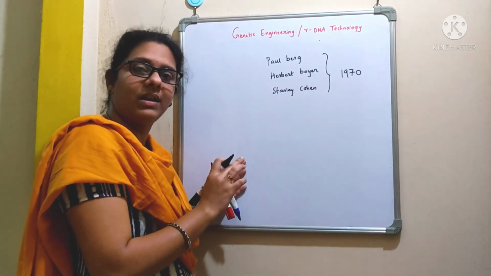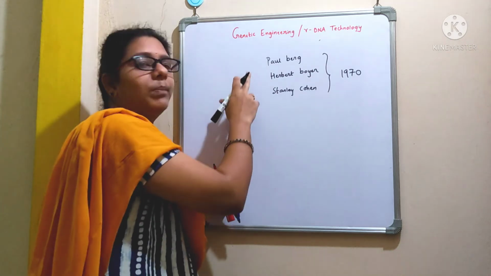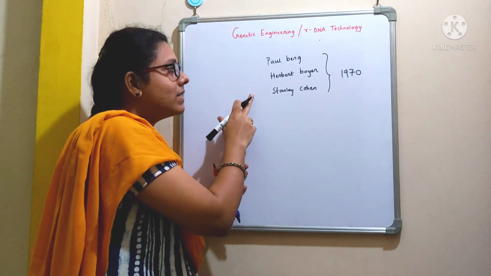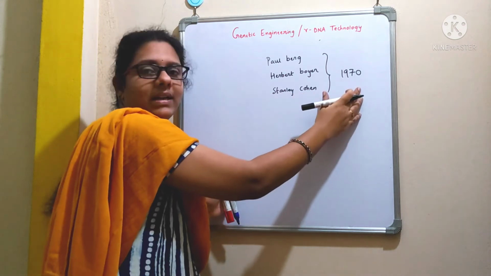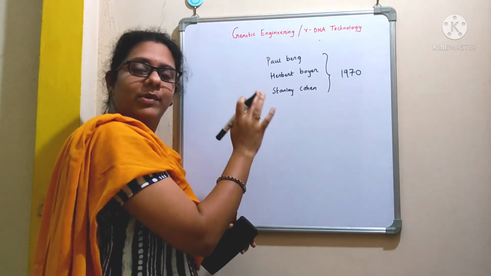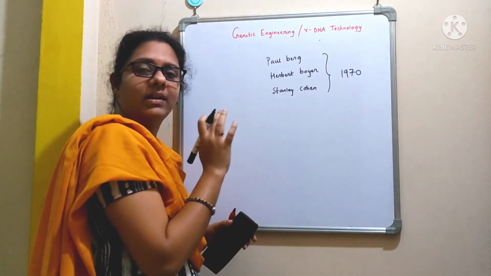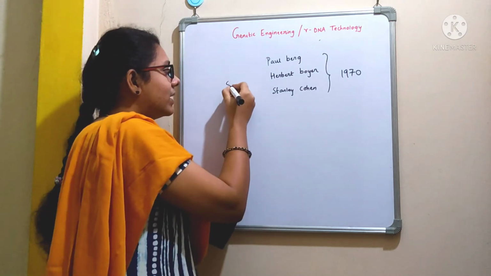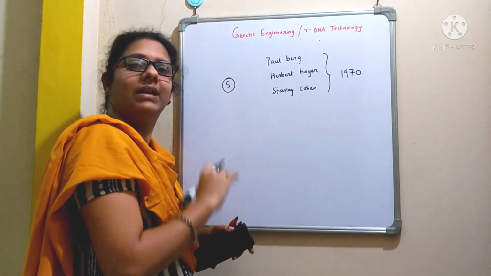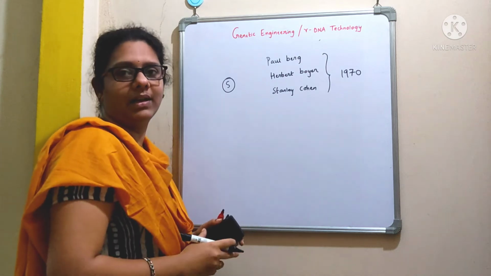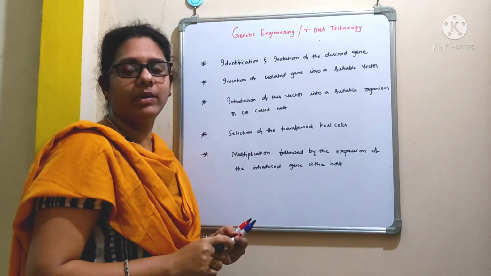This recombinant DNA technology was developed by Paul Berg, Herbert Boyer and Stanley Cohen in the year 1970. The entire procedure of recombinant DNA technology is classified into 5 steps. Let us now discuss them in detail. These are the 5 important steps.